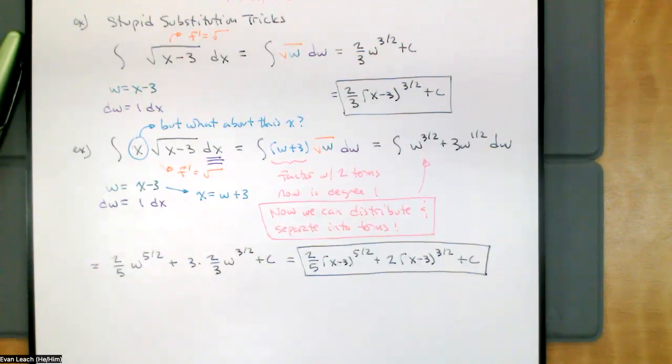2/5 comes from taking the w to the 3/2 and adding 1 to the exponent. 3/2 plus 1 is 5/2, and then dividing by the new exponent. 1 divided by 5/2 is 2/5.